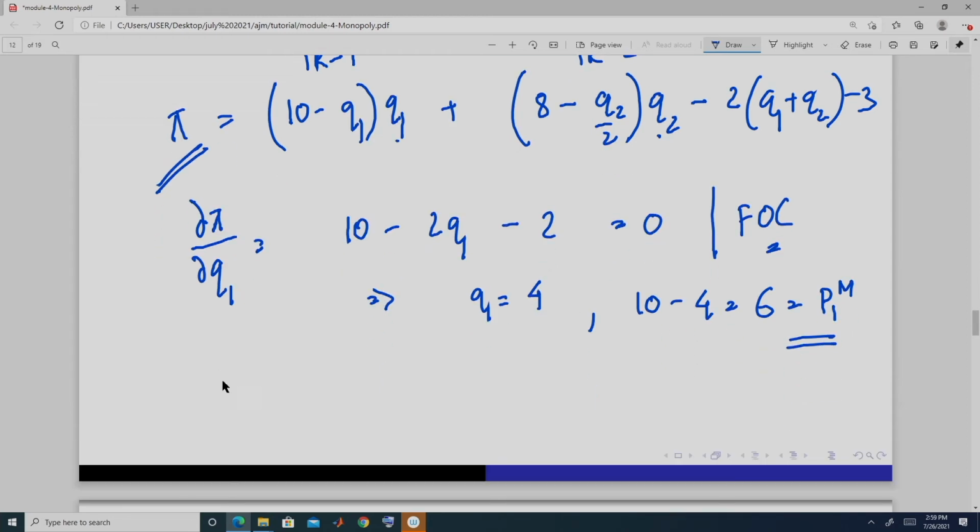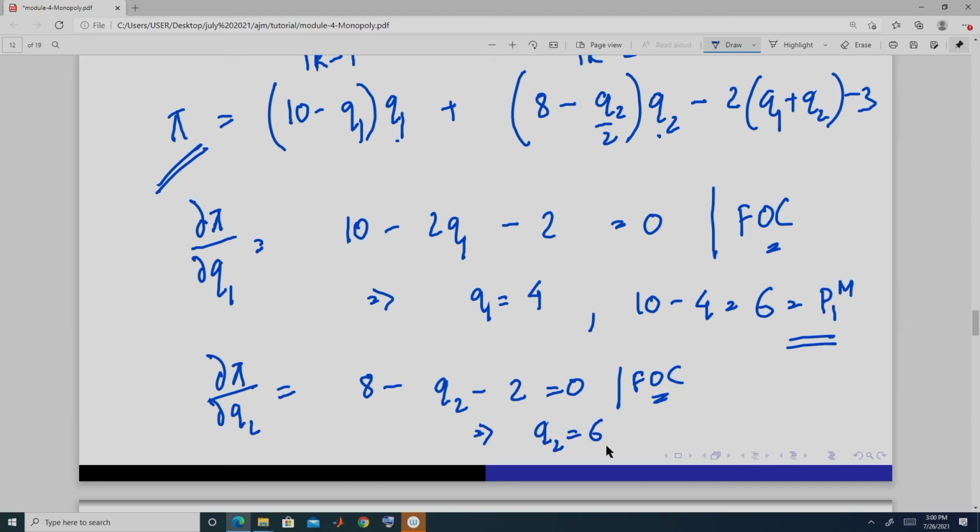Then again, this is the first order condition, which will give me this. So, Q2 is equal to 6. So, plug in Q2 here. So, P2M is actually 5.